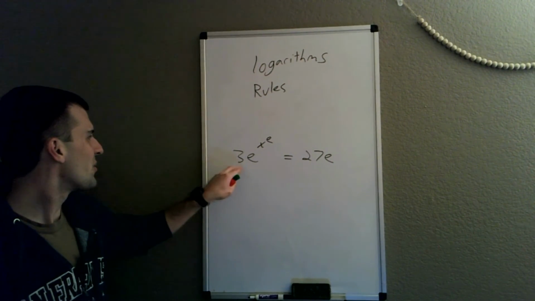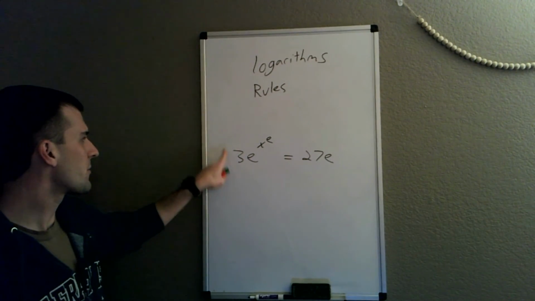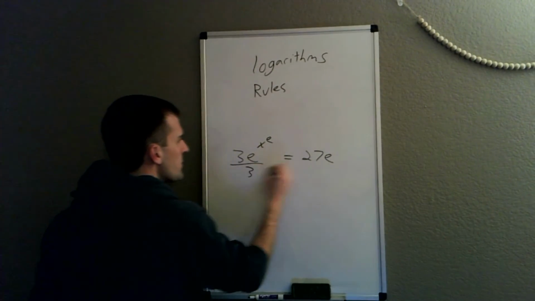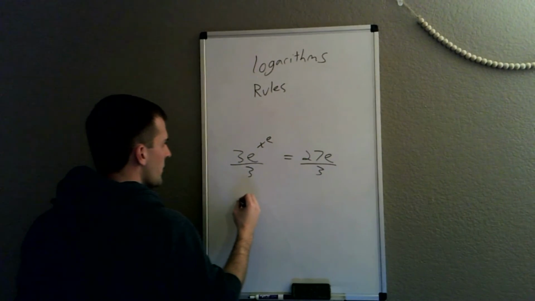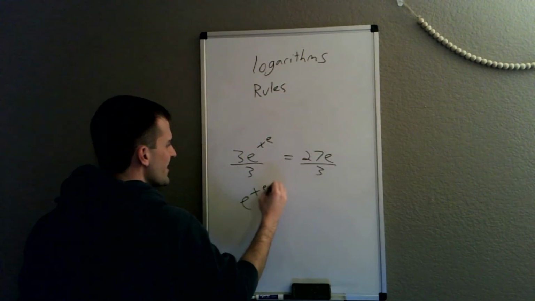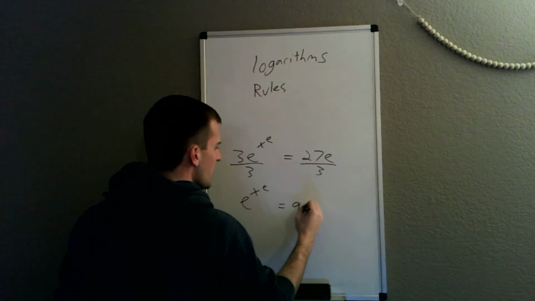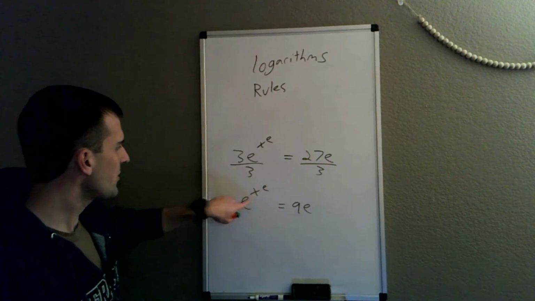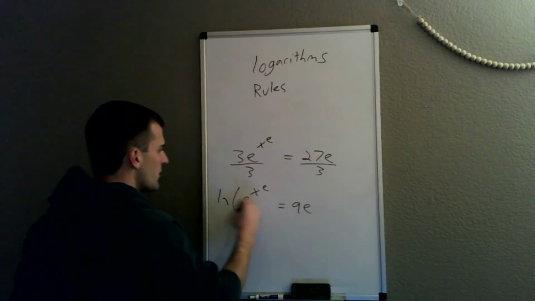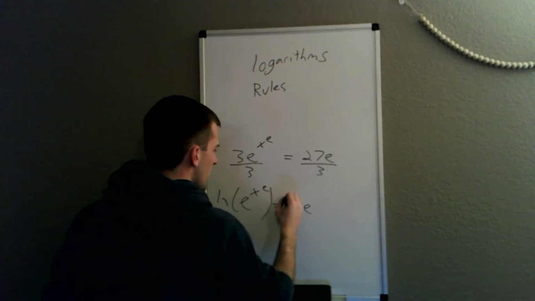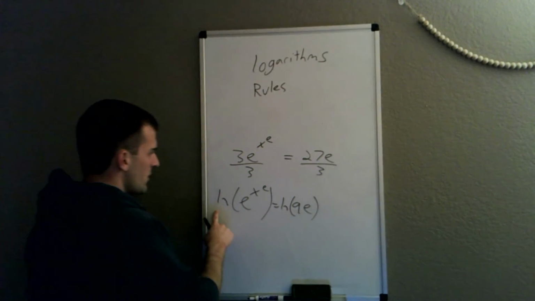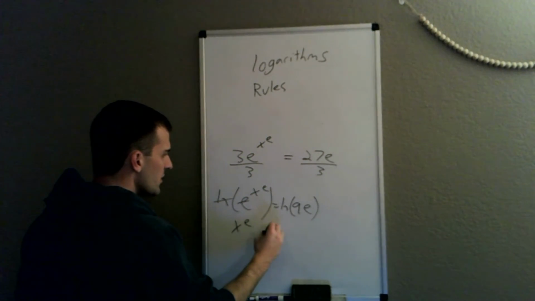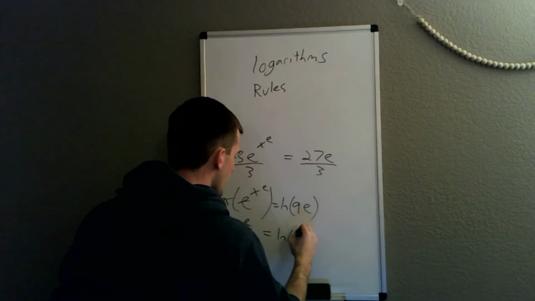Alright, so we'll start off by getting rid of this 3 on the left-hand side. So I'm going to divide both sides by 3. We'll get e to the x to the e equals 9e. Now to bring the x to the e down, I'm going to take the natural log of both sides. And this natural log and this e will cancel, and we'll be left with x to the e equals natural log of 9e.